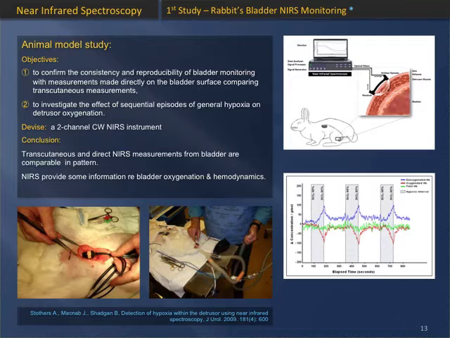Also, we investigated the effect of sequential episodes of respiratory hypoxia on detrusor oxygenation, and we showed that near-infrared spectroscopy is able to provide us information about bladder oxygenation and hemodynamics.